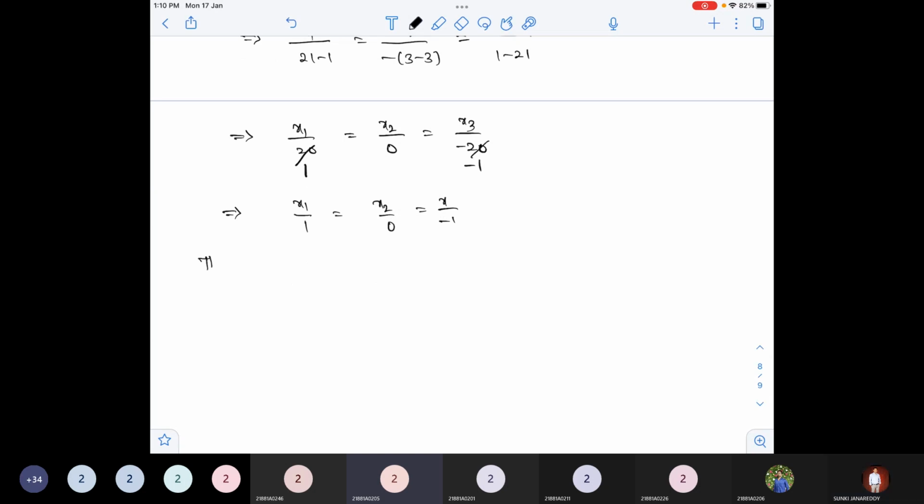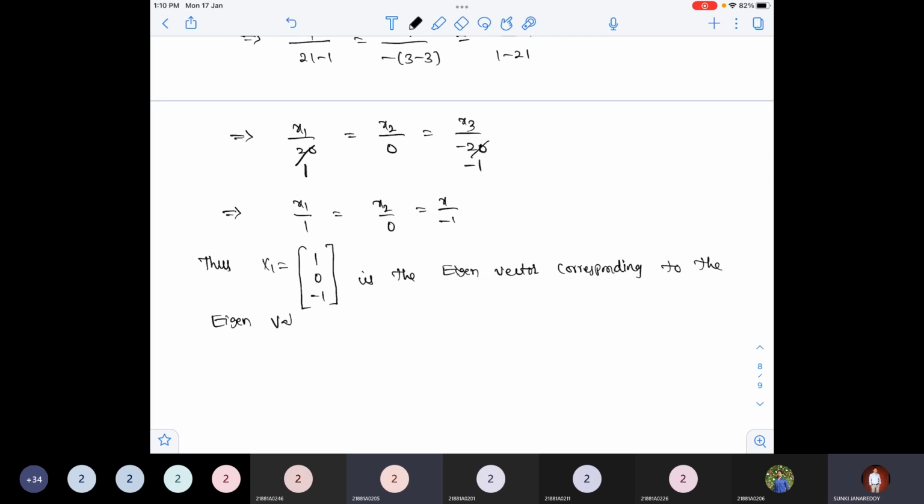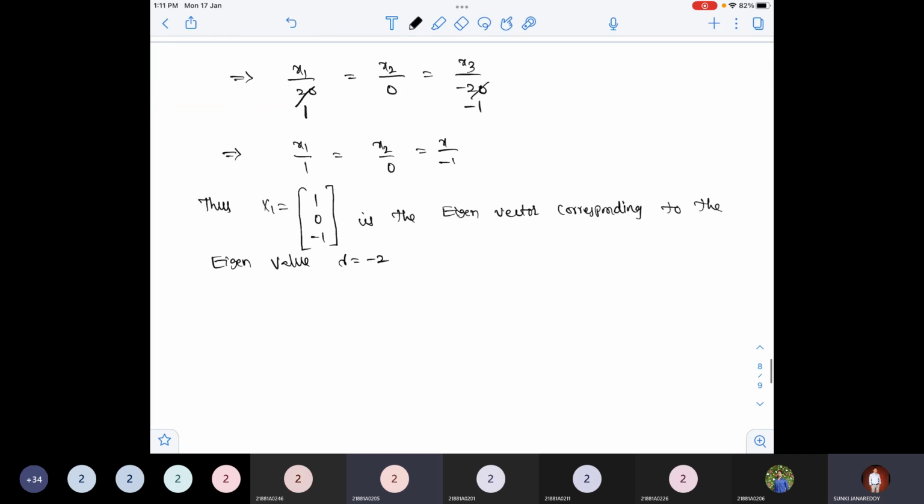Okay, thus x1 is equal to the first eigenvector. We can denote x1, that is 1, 0, minus 1. 1, 0, minus 1 is the eigenvector corresponding to the eigenvalue lambda is equal to minus 2.